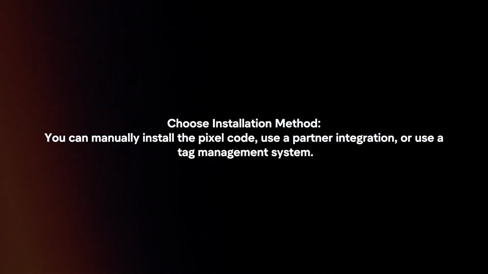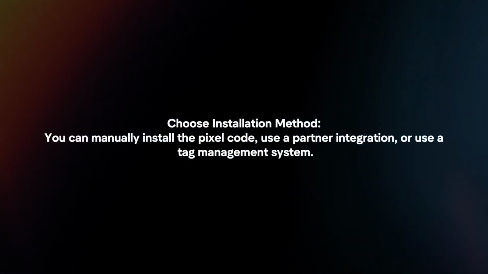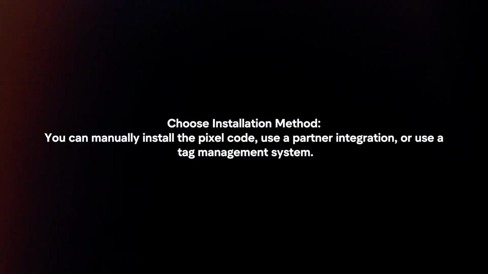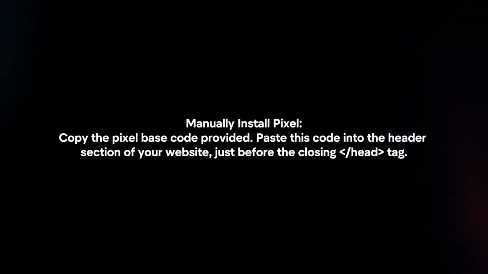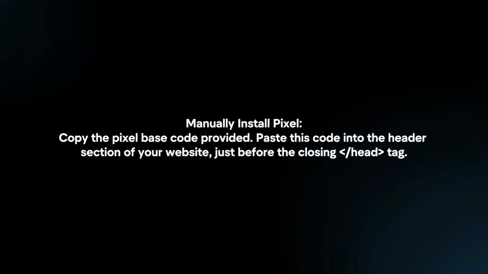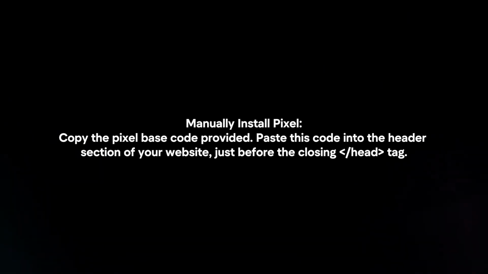Choose Installation Method. You can manually install the pixel code, use a partner integration, or use a tag management system. Manually install pixel. Copy the pixel base code provided. Paste this code into the header section of your website just before the closing head tag.